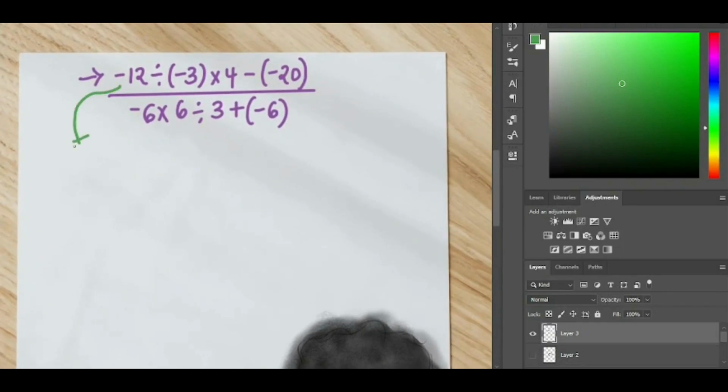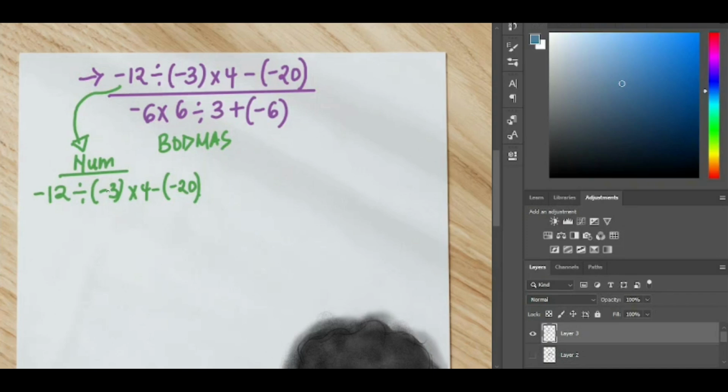So the first thing you're going to look at is the numerator. When you look at the numerator, it reads negative 12 divided by negative 3, then multiplied by 4, and then minus negative 20. So we are going to apply Bodmas, and in this particular question for the numerator, when you look at the expression, we have 3 key operations: a division, a multiplication and a subtraction. So we have to work them out in the order of Bodmas, and to do that we'll start with division.